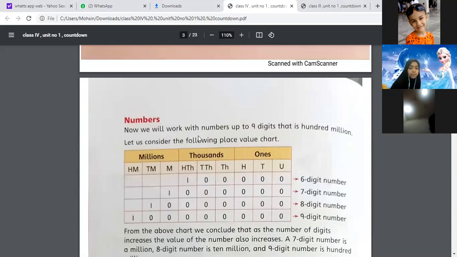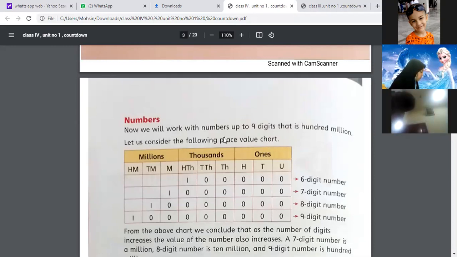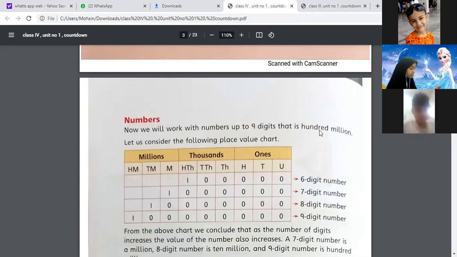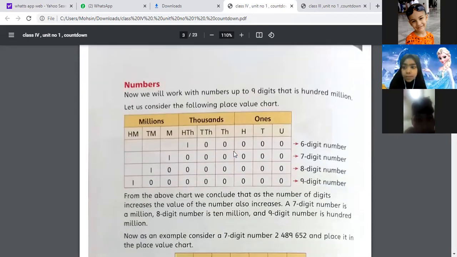Now we will work with numbers up to 9 digits. In the previous class, we worked with numbers up to 4, 5, 6 digits. Now we are going to learn how to use and read 9 digits. Now we will work with numbers up to 9 digits, that is 100 million. Let us consider the following place value chart.